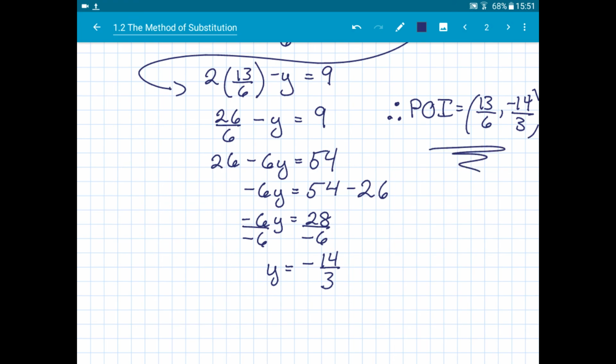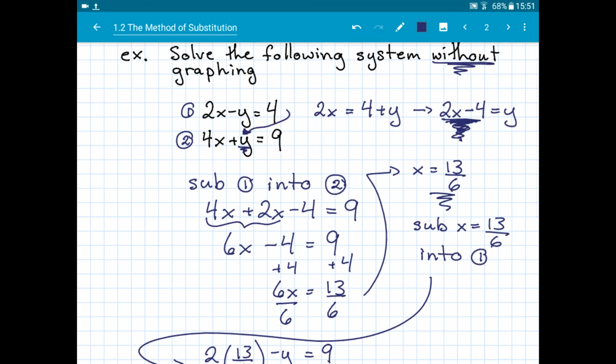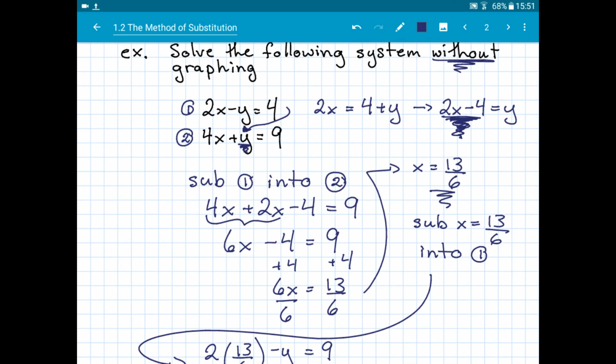Okay, and that's really all there is to the method of substitution. On occasion, you're going to get situations where instead of just having a y like this, there'll be a coefficient in front of it. Don't forget to distribute that coefficient into the bracket.